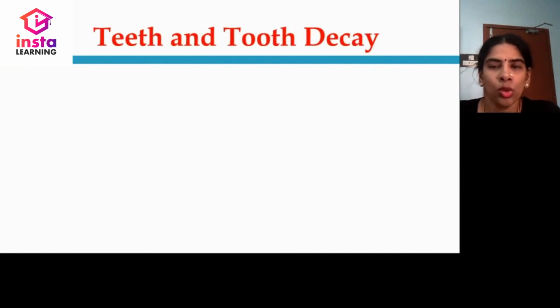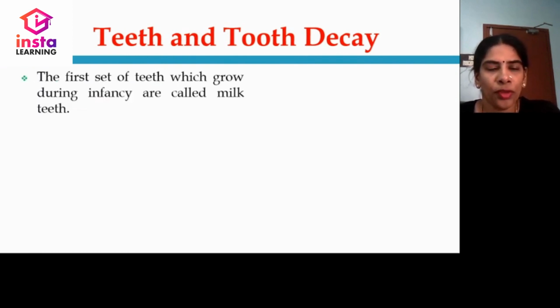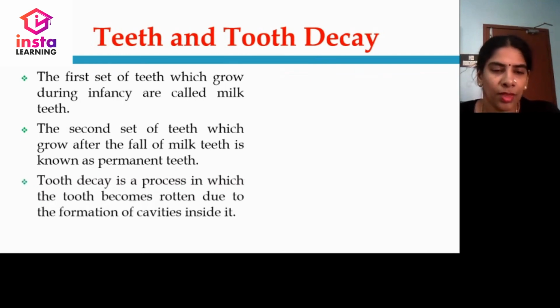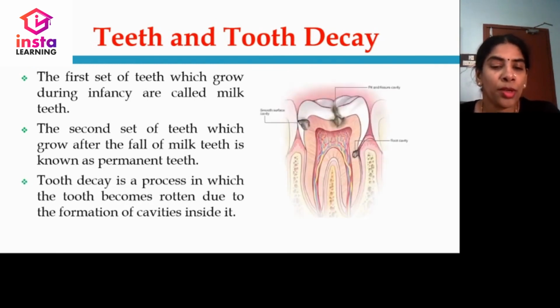Let us see how tooth decay takes place. The first set of teeth which grow during infancy are called milk teeth. The second set of teeth which grows after the fall of the milk teeth is known as permanent teeth. Tooth decay is a process in which the tooth becomes rotten due to the formation of a cavity inside it. We already know that when you eat too much sweets, our teeth become decayed. We call these cavities.